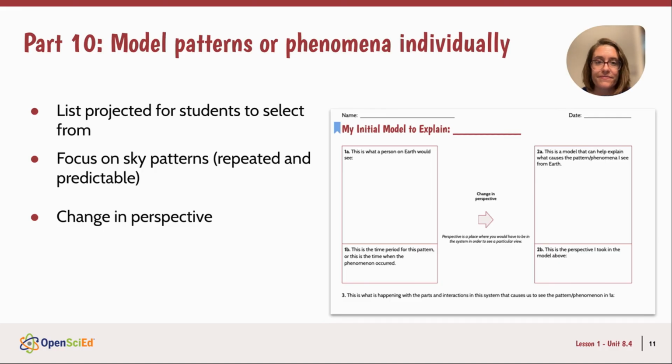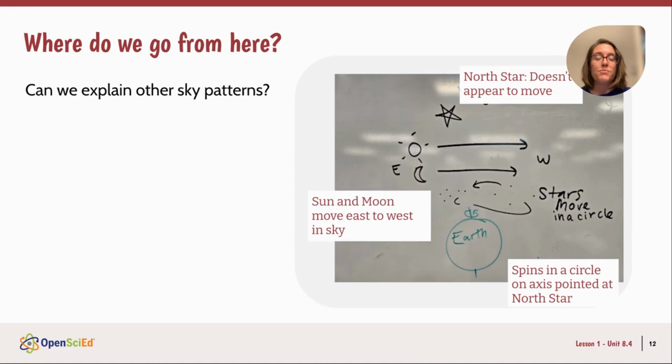Where do we go from here? We end lesson 1 thinking, we would really like to explain some other sky patterns than Manhattan Henge. What else is a predictable event that we might be able to explain? And that'll get us to lesson 2.